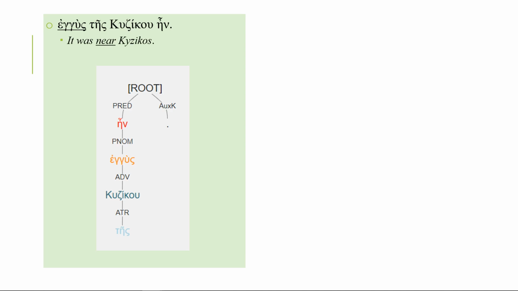Now, ein is a copular verb. He was. So whatever he was has to be called a predicate nominative, even though it's an adjective here, right? So bear that in mind. An adjective can function substantively or attributively. In this case, it's acting as the predicate nominative.